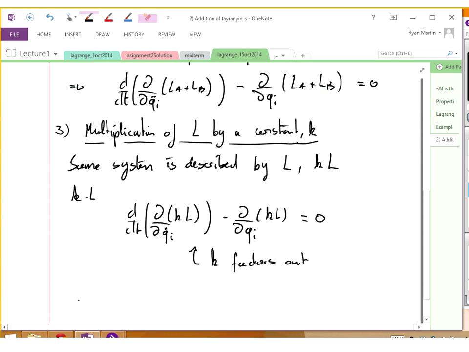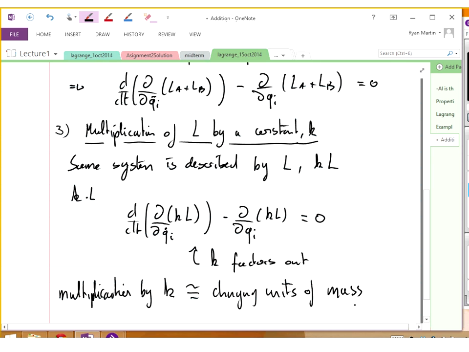So multiplication by K is somewhat similar to changing units of mass. Of course, we hope that the evolution of a system doesn't depend on what units we choose to measure mass in.